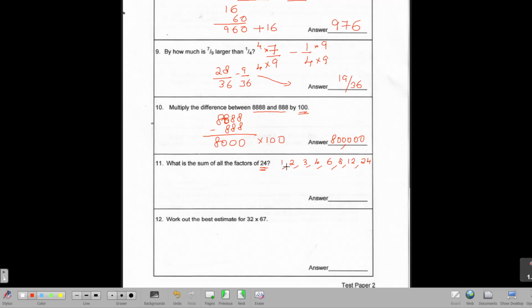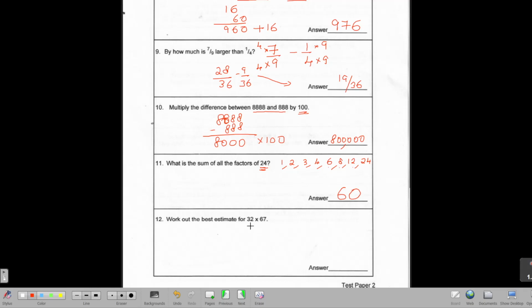1 plus 2 is 3. 3 plus 3 is 6. 6 plus 4 is 10. 10 plus 6 is 16. 16 plus 8 is 24. 24 plus 12 is 36. 36 and 24 is 60.